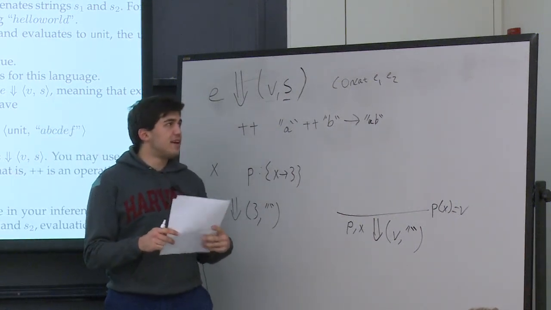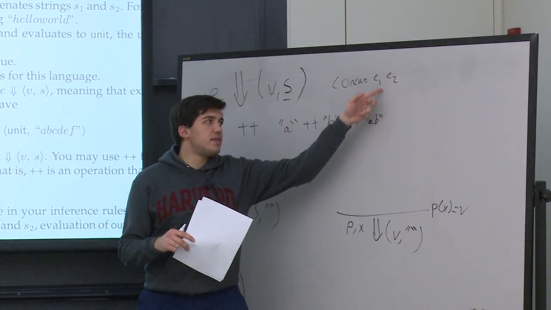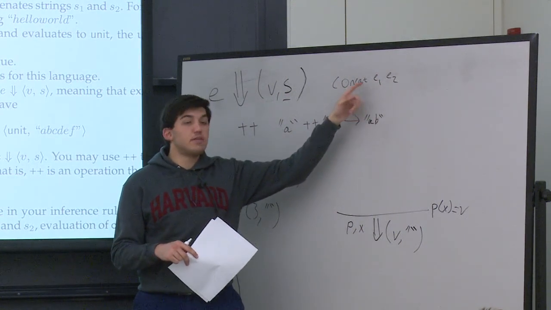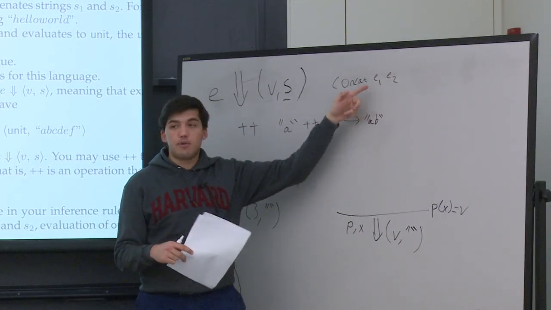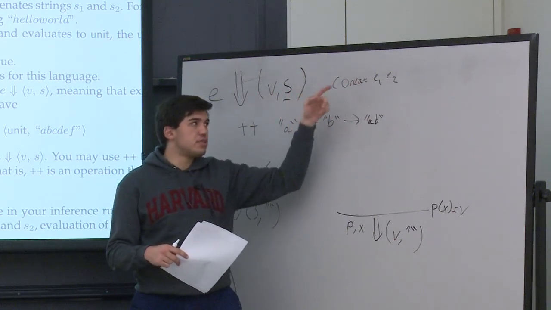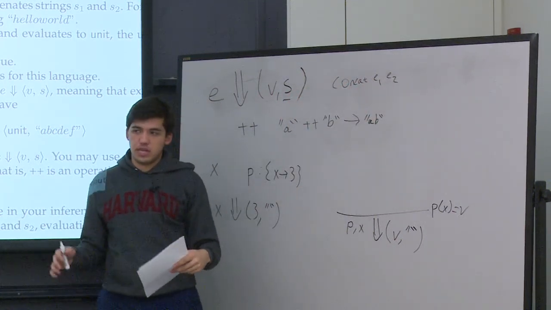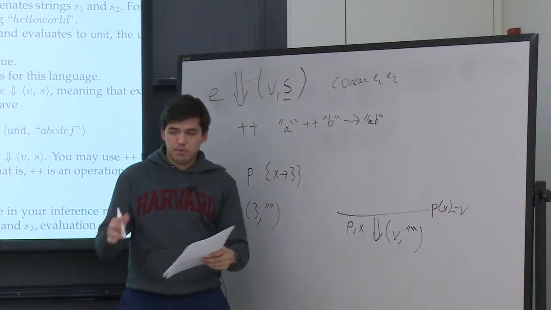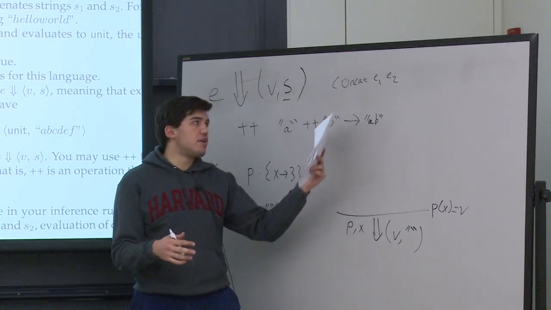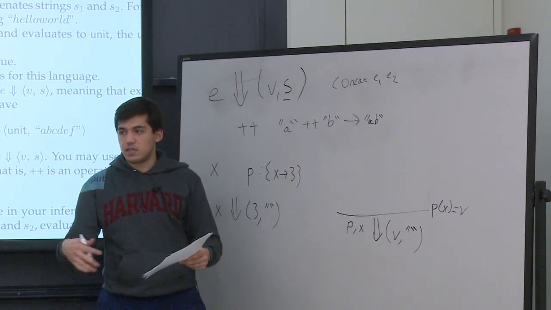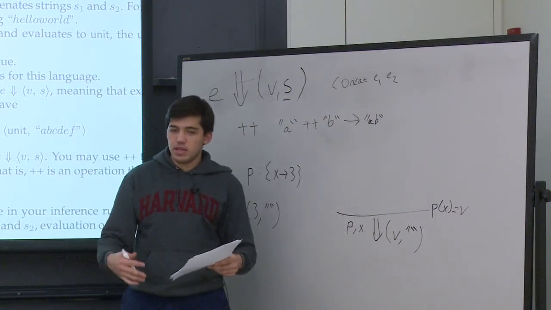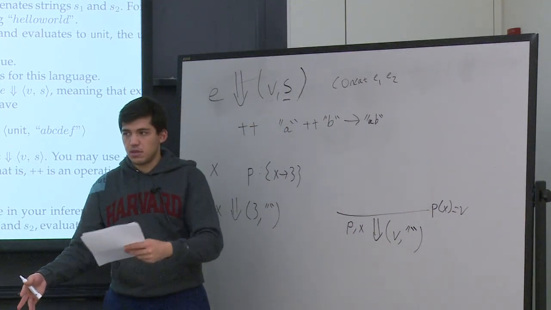For E1, when you evaluate it, this will produce a value, and it might or might not produce an output string. Same thing for E2. So you should indicate the fact that it might produce this output string as well as evaluating to these values. And if it does provide an output string, this is what the output string will be.